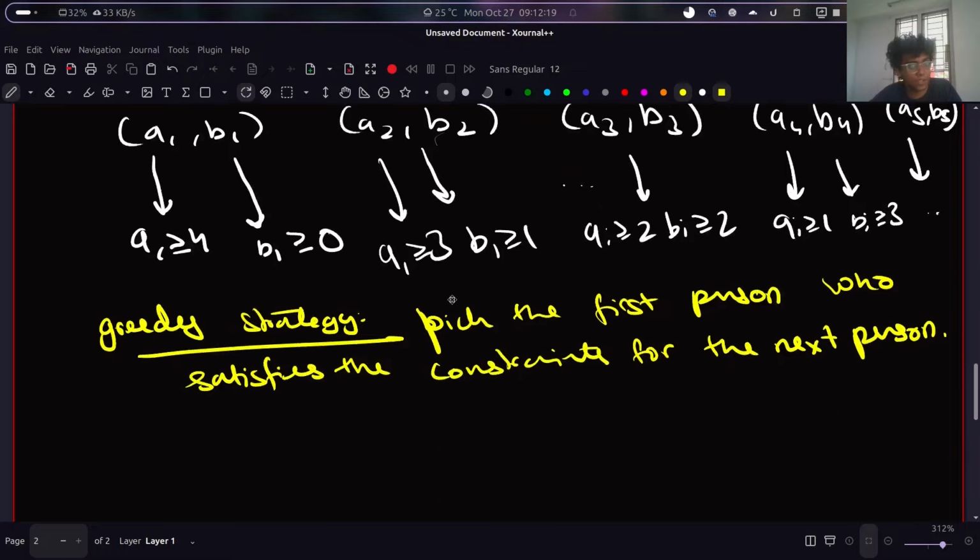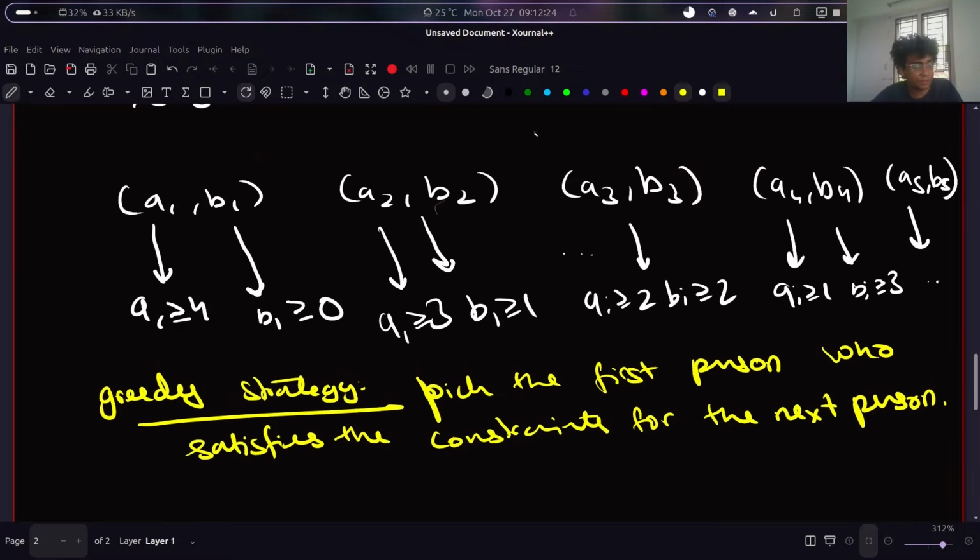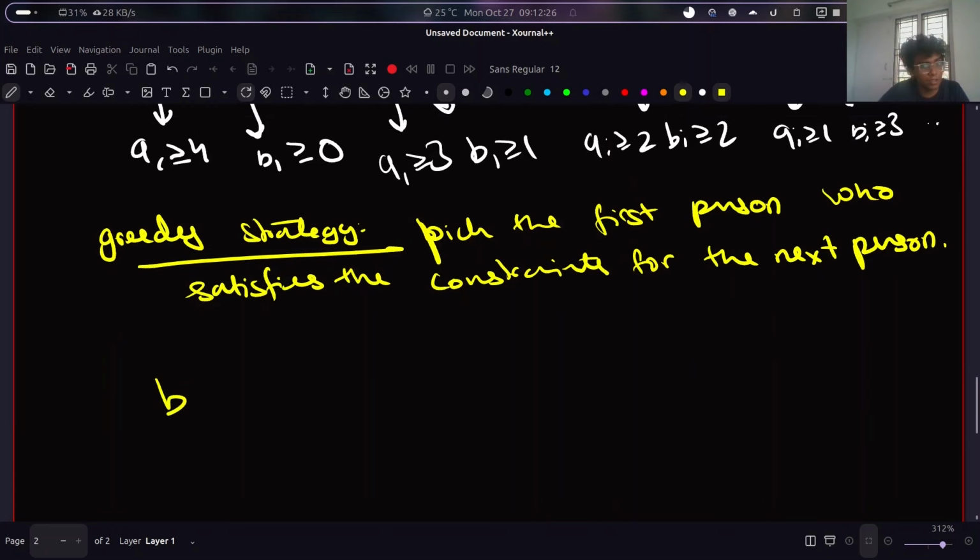The way we can simulate this is we keep a count of people who have come before. So b should be greater than or equal to the count of people who have come before, let's call that c, and a of i should be greater than or equal to, let's say, x minus c.